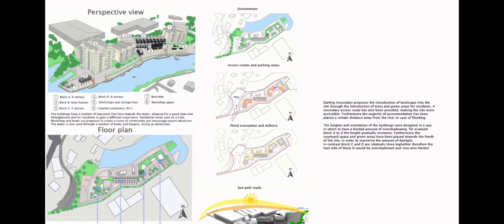And then the second page was analysing a previous proposal on the site, seeing what the company did well, and seeing if I could do a similar approach, such as they introduced quite a lot of green spaces such as trees, and also they did quite good analysis of the sun path and where best to place the apartment so that it doesn't overshadow the ones next to them.